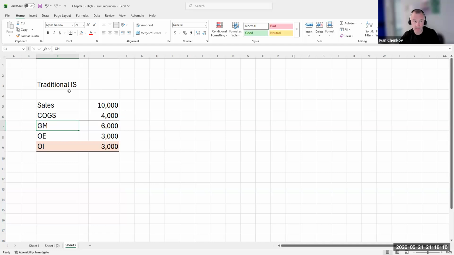Now, the traditional income statement is prepared for external users, which are investors, creditors, and lenders. For managerial purposes, for managerial accounting, we're going to use a different income statement, which is called the contribution income statement. Basically, it's going to give us how much the company contributes from different activities. Mostly from sales. Actually, only from sales.